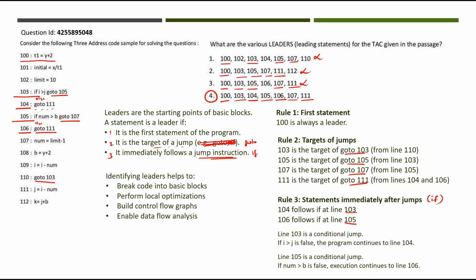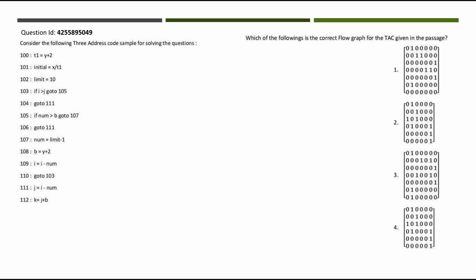To break code into basic blocks. That is what we are going to do next: perform local optimization, build control flow graphs, enable data flow analysis. So we will get on to the next question. Which of the following is the correct flow graph for the TAC given in the passage?